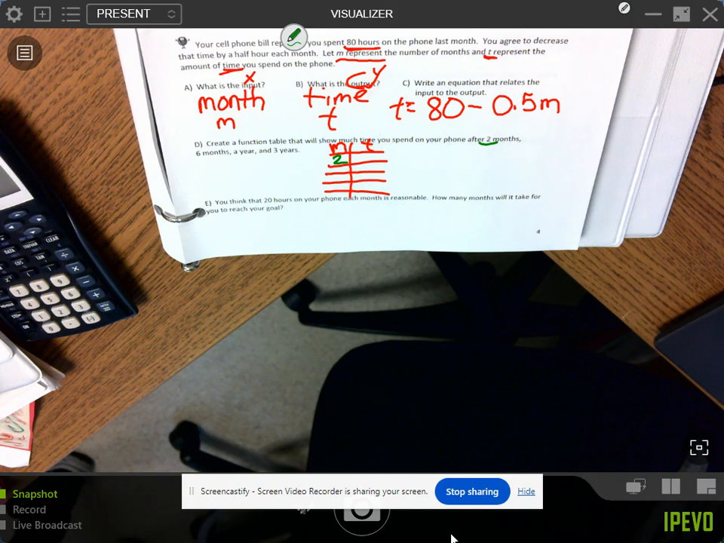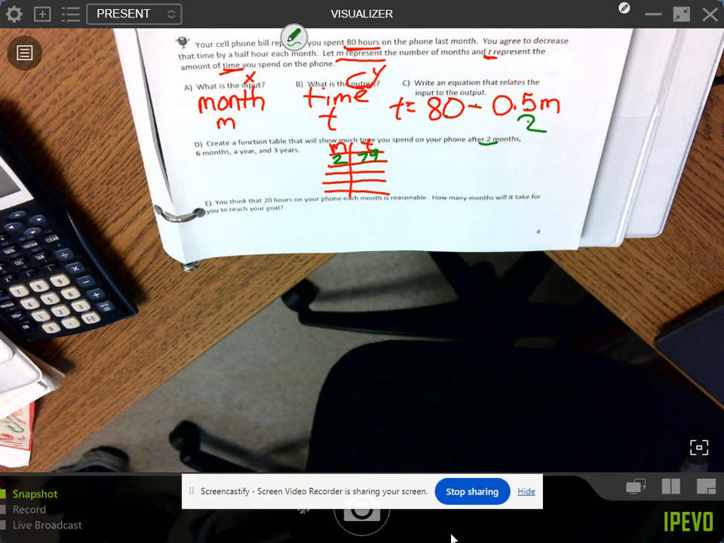How much time should I spend on my phone in 2 months? Christian? 80 minus. So we have to subtract away. My answer can't be 80 because I'm subtracting something away. So what is 2 times a half? 1. What's 80 minus 1? 79. So after 2 months, I'm only going to spend 79 hours on the phone. It's not a big decrease, but let's see as we go on.